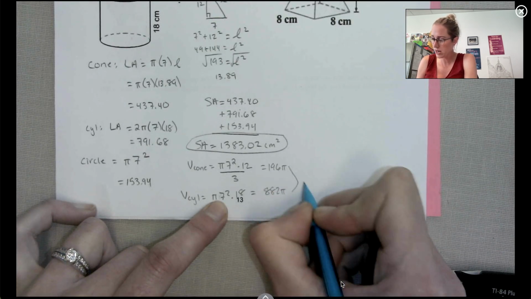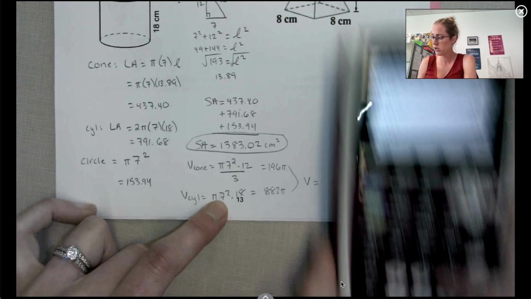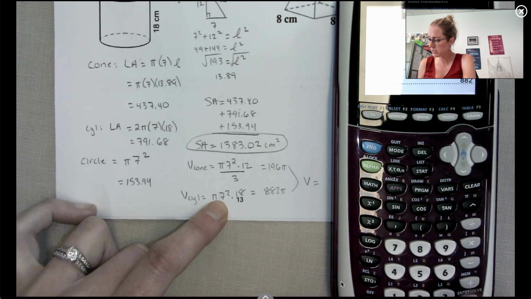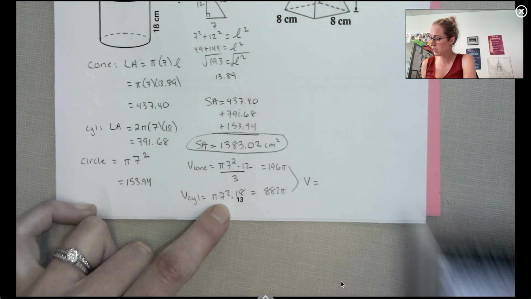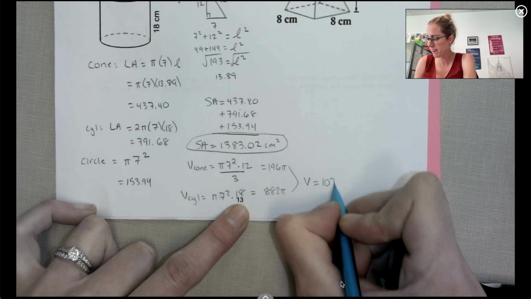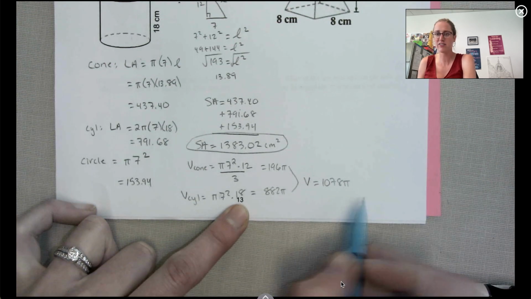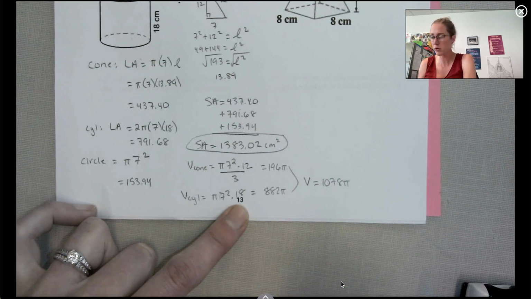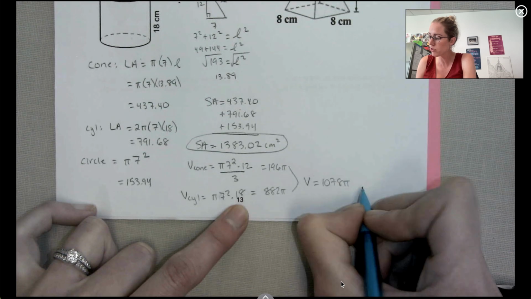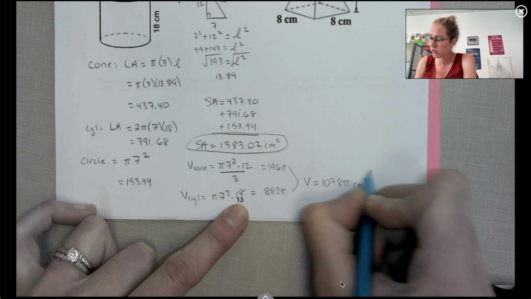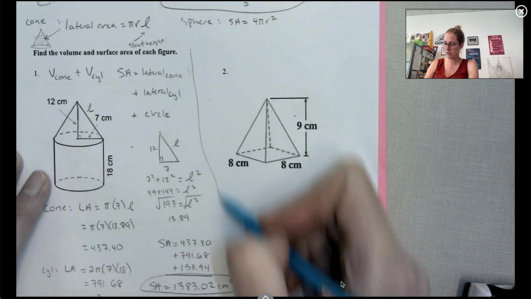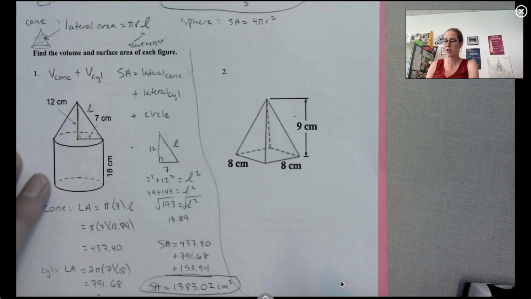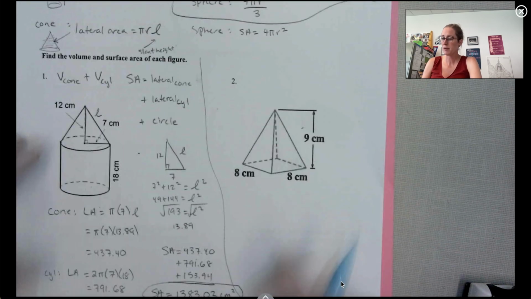Add those together and we get volume to be 196 plus 882, which is 1,078 pi. So I left this one in terms of pi because I wasn't having decimals with pi. We have a whole number with pi. Volume is units cubed. So there's our volume. All right. I know I took up a lot of room on that one. Sorry.